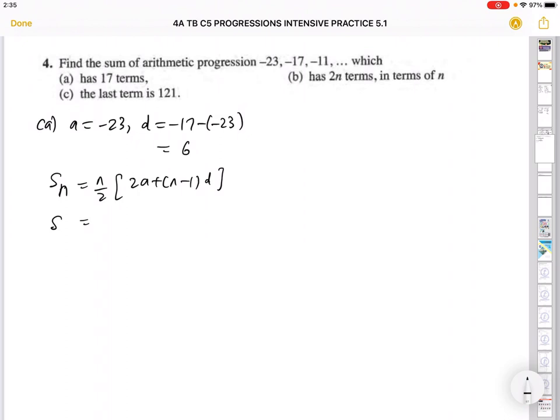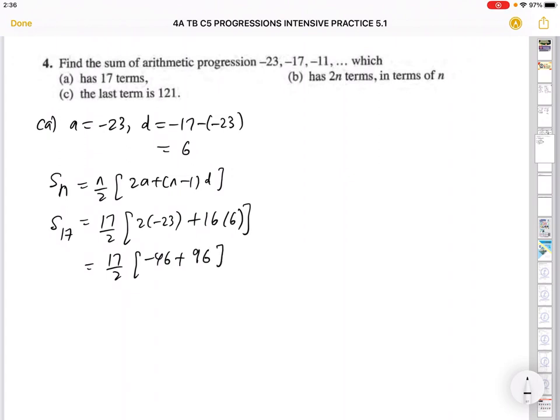My number of terms is 17, so we take 17 divided by 2. My a is negative 23. Now, you don't need to write 17 minus 1. We know if n is 17, n minus 1 is straight away 16, and then you times the common difference 6. Now you can use your brain or a calculator. I know most of you probably use a calculator. This is 17 over 2 times minus 46 plus 96, right? And then 96 minus 46 is 50, 50 divided by 2 is 25, 25 times 17 is 425.